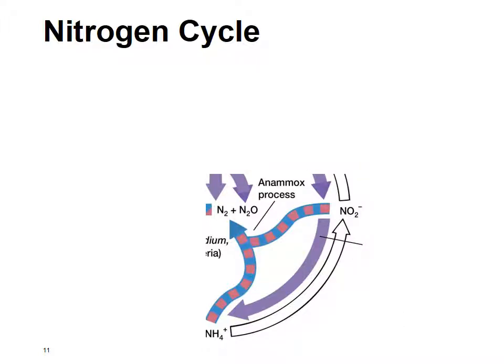Here we have the last part of the nitrogen cycle, and this is called the anammox process. This is a recently identified form of nitrogen conversion, and the word anammox is taken from anoxic ammonium oxidation. So obviously it's an anaerobic reaction, and microorganisms that use this process use the ammonium ion as the electron donor and nitrite as the terminal electron acceptor.